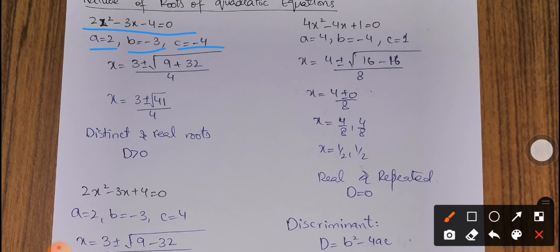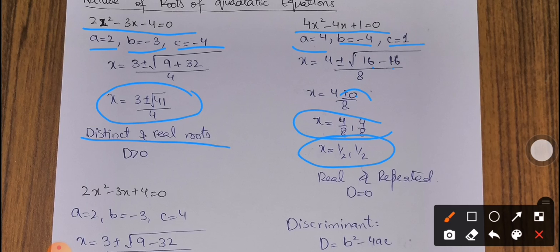Inserting the values in the quadratic formula, we get x is equal to 3 plus minus the square root of 41 over 4. So we have two different real numbers as an answer, so we have distinct and real roots. Now we have the equation 4x square minus 4x plus 1. Clearly a is 4, b is minus 4, and c is 1. By using the quadratic formula, we get square root of 16 minus 16, that is 0. So 4 plus minus 0 over 8. Either we add 0 to 4 or subtract 0 from 4, it remains the same. So the answer is 1 by 2 and 1 by 2, that is, we have real and repeated roots.